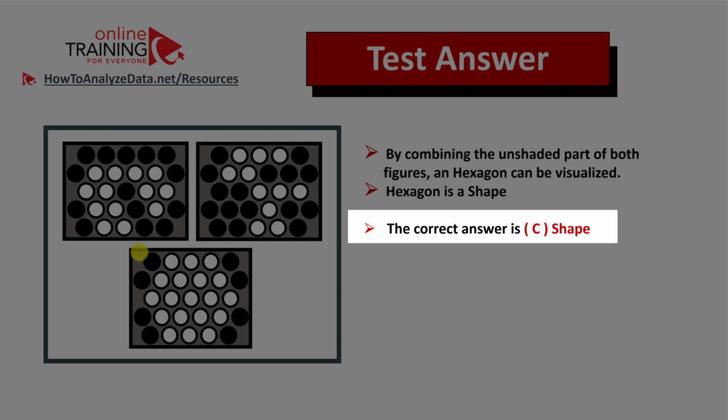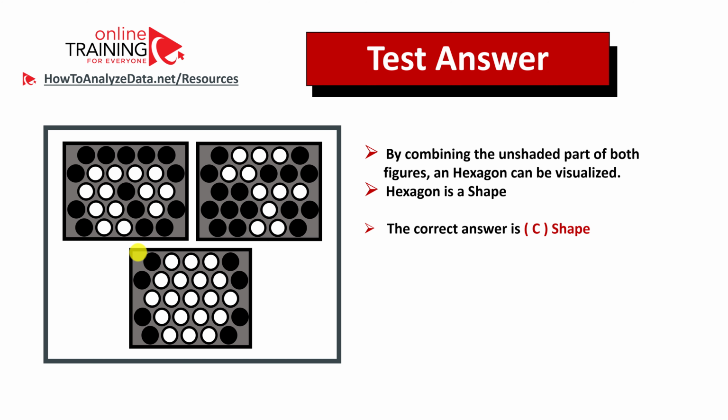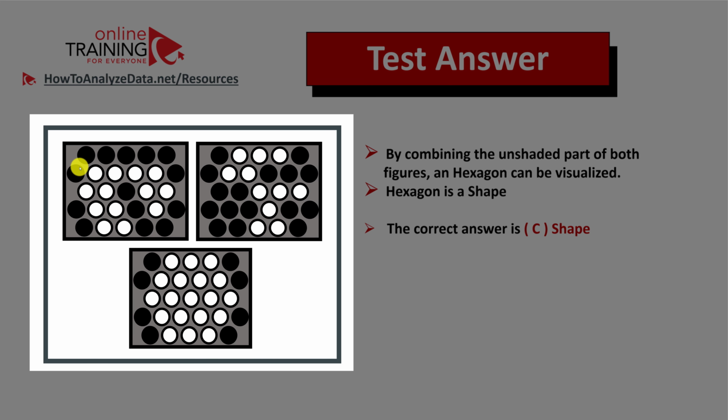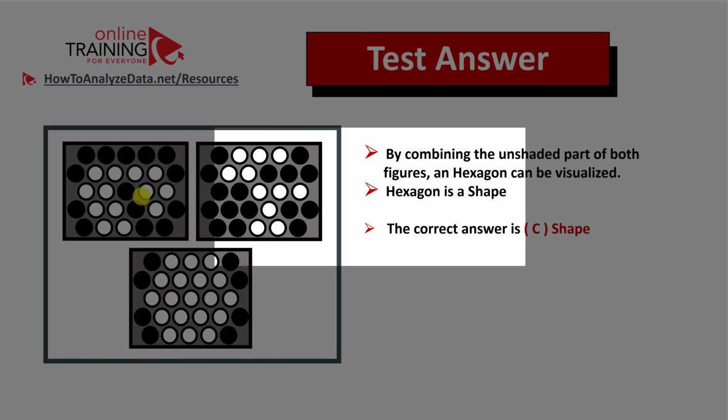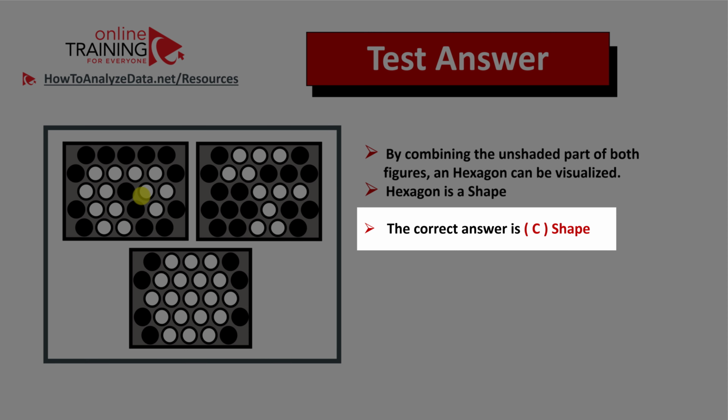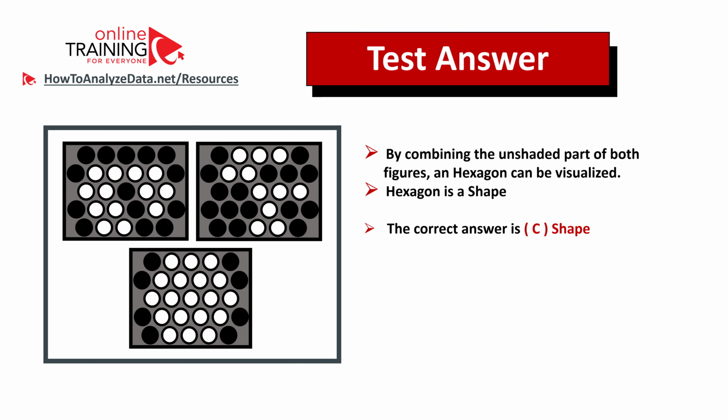The trick here is try to visualize it in your head, which is quite hard. But in case you have access to papers or whiteboard, try to take advantage of this and maybe verify your answer using those tools. Let's recap. By combining unshaded parts of both figures, a hexagon can be visualized, and hexagon is the shape. So the correct answer here is choice C. Hopefully you've nailed this question and now know how to answer similar problems on the test.